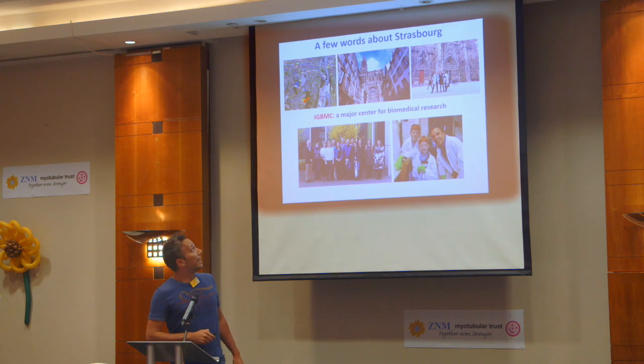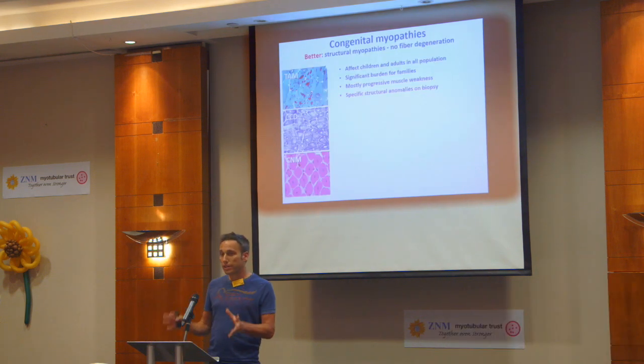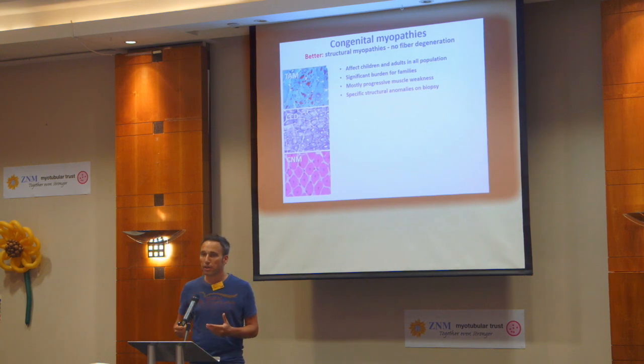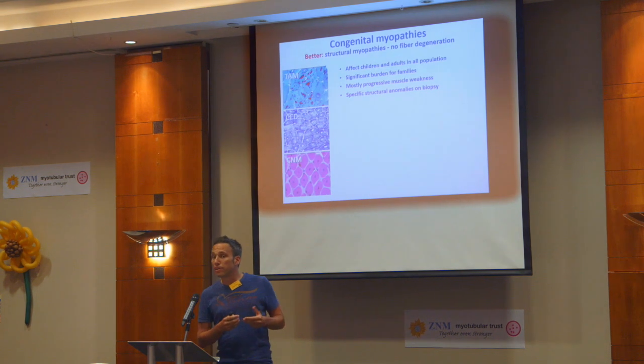So in our team, we are working on congenital myopathies. And in contrast to dystrophies, there is no muscle fiber degeneration. So that's a structural thing. That's why we could call them also structural myopathies. And we can see the structural anomalies on the biopsies.